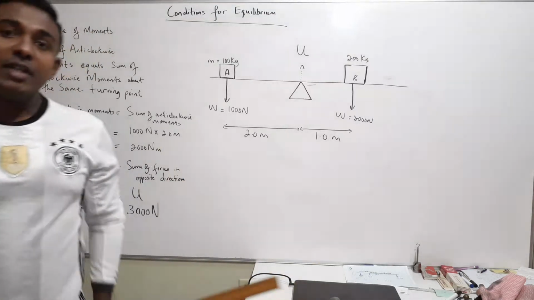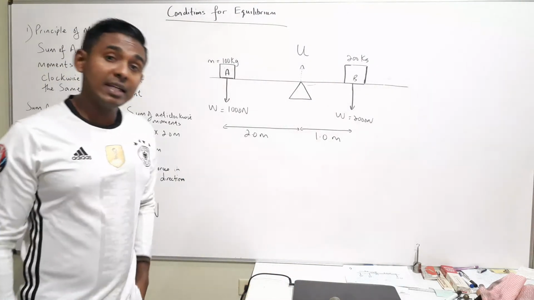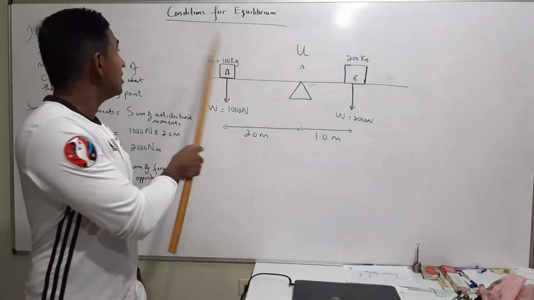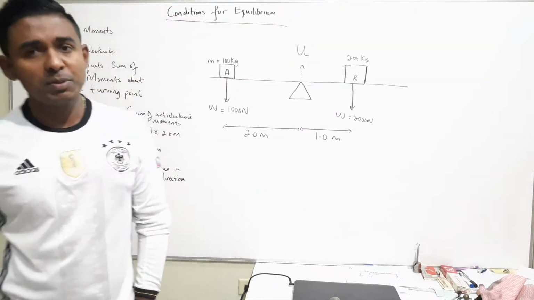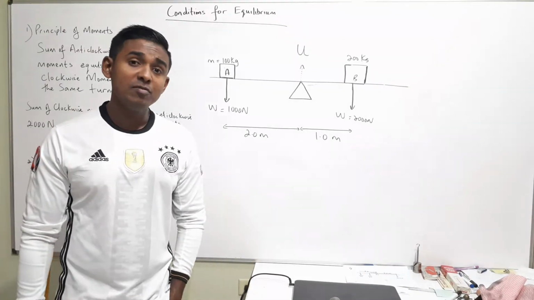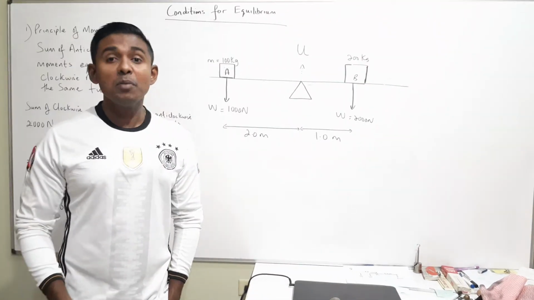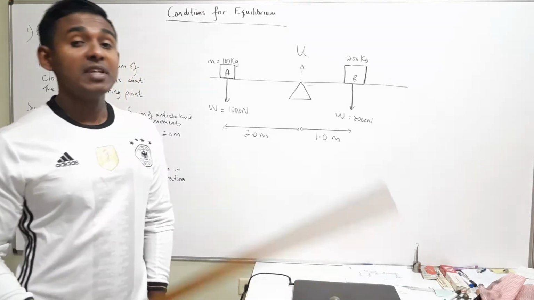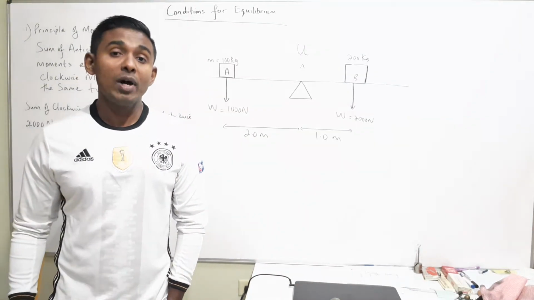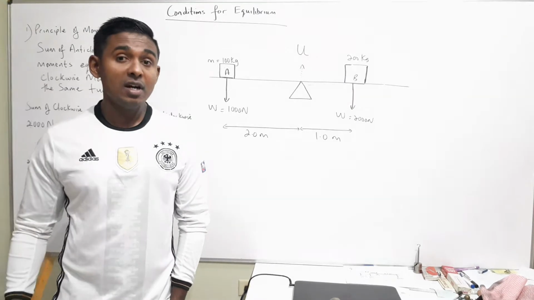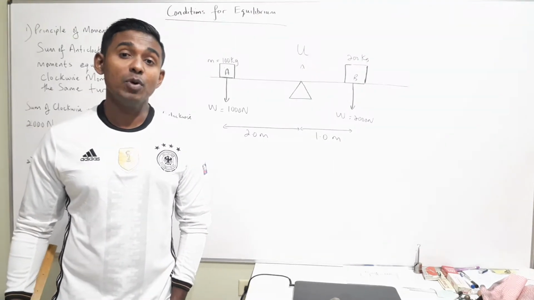Right, so good afternoon again, everybody, and we are now taking a look at the conditions for equilibrium. In the previous video, we came across the principle of moments, and we said that the principle of moments states that for a system in equilibrium, the sum of the anti-clockwise moments is equal to the sum of the clockwise moments, or vice versa, about some fixed turning point.